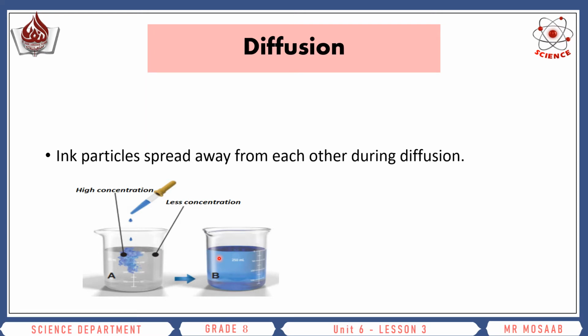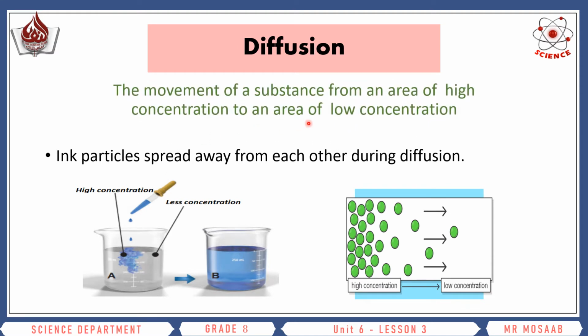Why? Because of diffusion. Diffusion means the movement of particles of a substance from a high concentration area to a low concentration area. Look at these particles. They are moving away from each other, from a high concentration area to a low concentration area. So this is a very important rule to understand gas exchange. Gases move from a high concentration area to a low concentration area.